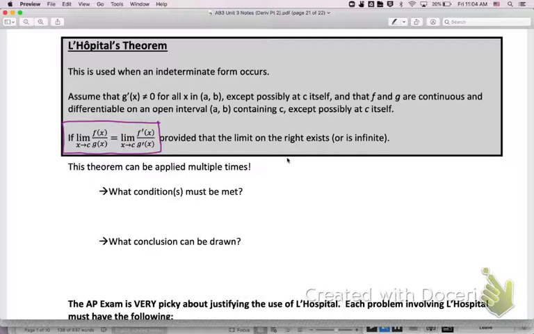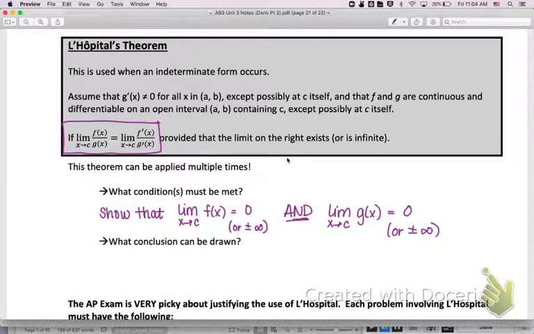Now, the AP exam is really picky about how we do this. So here are the conditions that must be met. The first thing that we have to do is we need to show that the limit as x approaches c of f of x, just the top, is equal to 0, or perhaps plus or minus infinity. And then show that the limit as x approaches c of g of x, the denominator, is equal to 0, or plus or minus infinity. You must show those 2 limits separately.